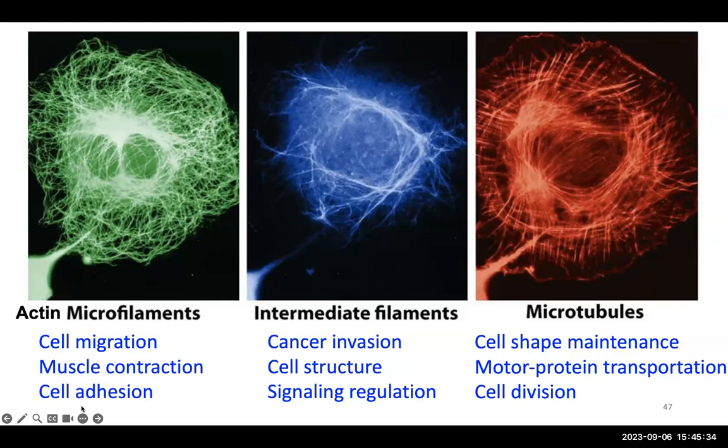Also cell adhesion, because actin starts from the inside of a cell and ends at the membrane, like here in the cell membrane, and then they can bind to the cell adhesion proteins, and then adhesion proteins bind to the external environment. Those adhesion proteins on the cell surface serve as both sensors and actuators.